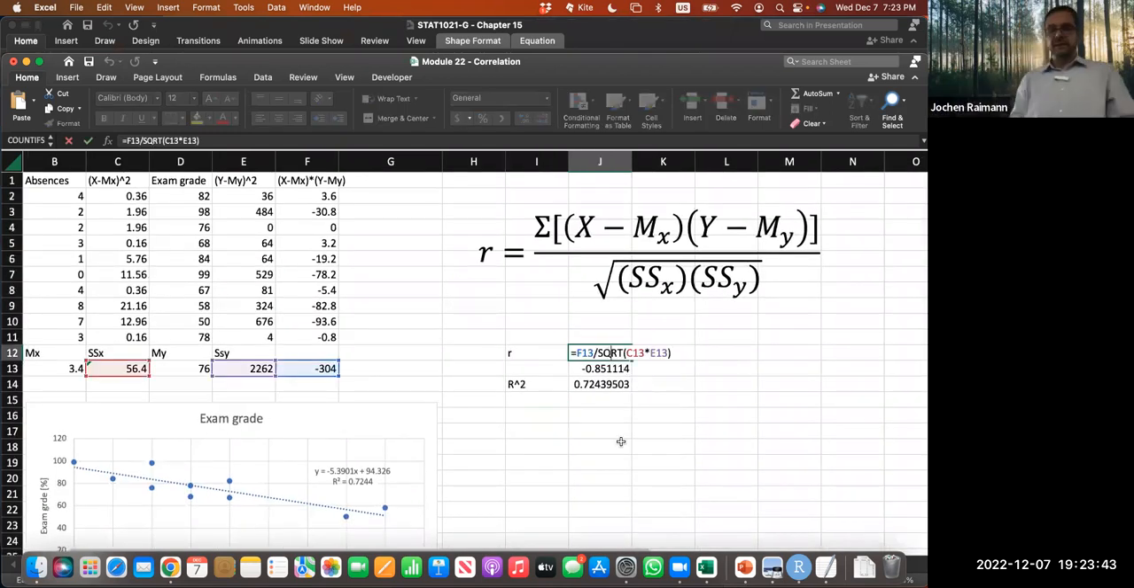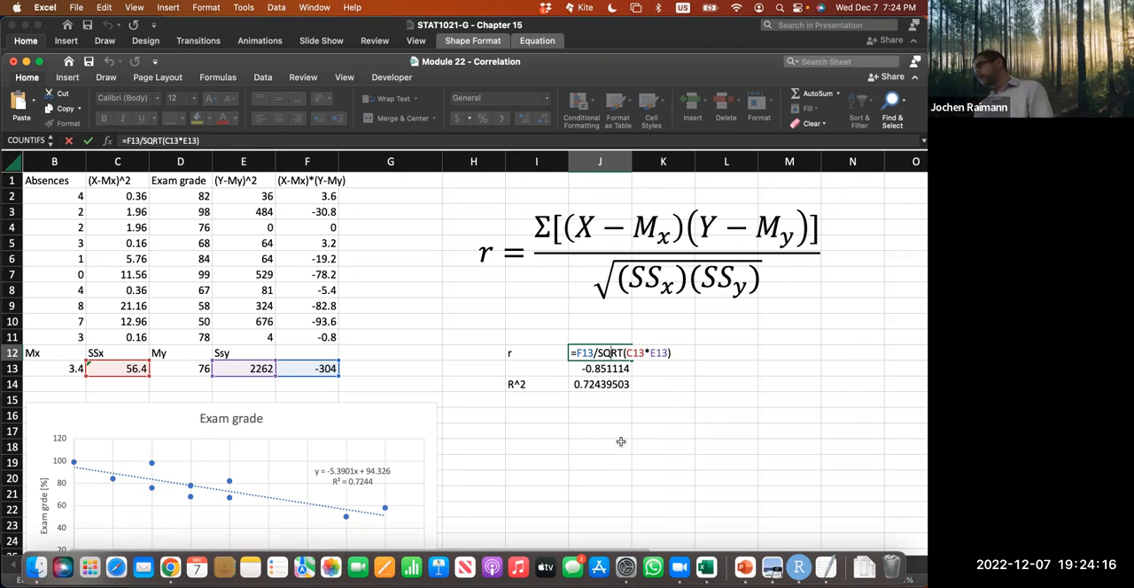So again, we have the sum of products. That's minus 304. And as you see, this is already negative. So that point already will be a negative R. So it needs to be a negative correlation. And then you're dividing it by the square root of the product between sum of square x and sum of square y, which you've calculated here. Yes, you have a question?